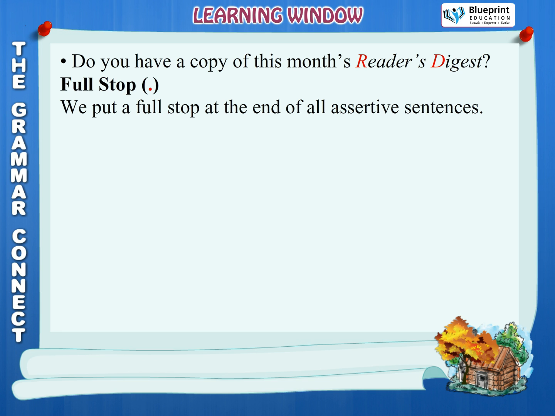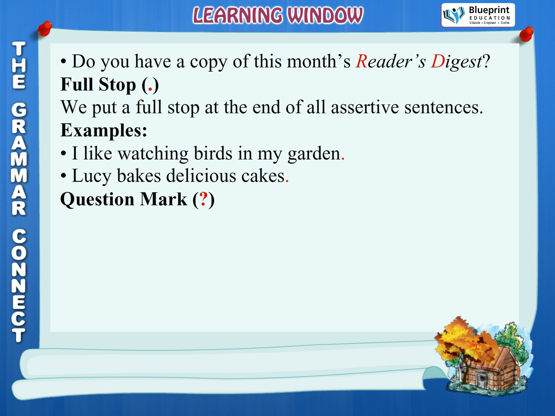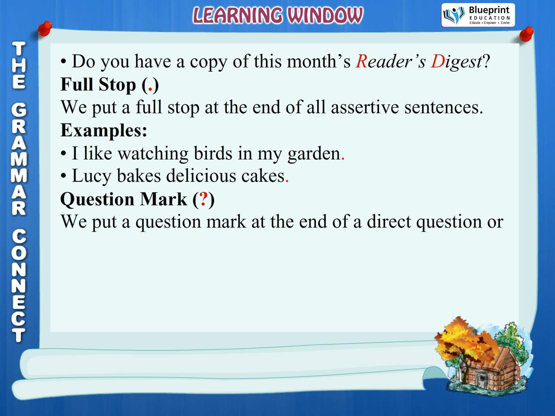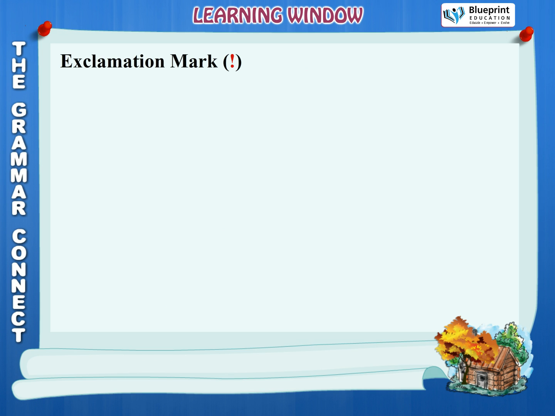Full stop. We put a full stop at the end of all assertive sentences. Examples: I like watching birds in my garden. Lucy bakes delicious cake. Question mark. We put a question mark at the end of a direct question or an interrogative sentence. Examples: Where is my bag? When does the bus leave?